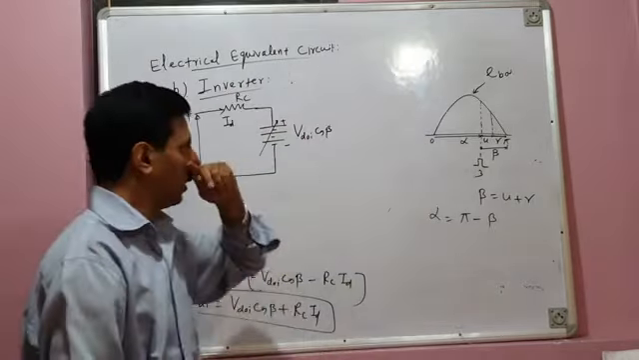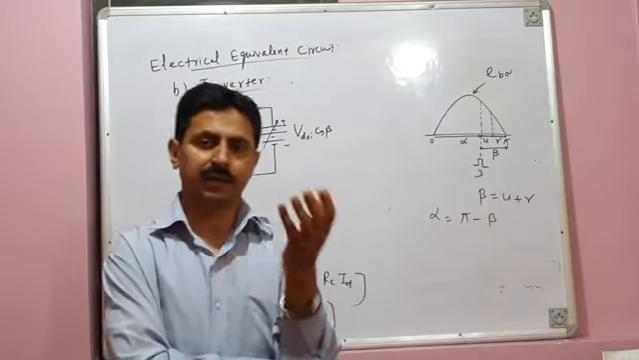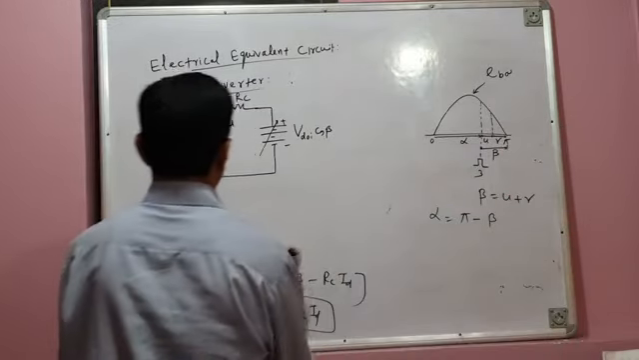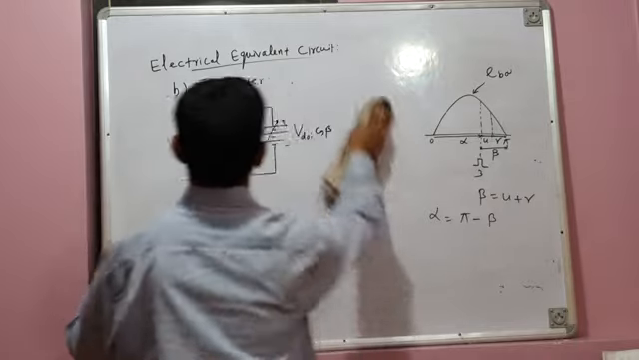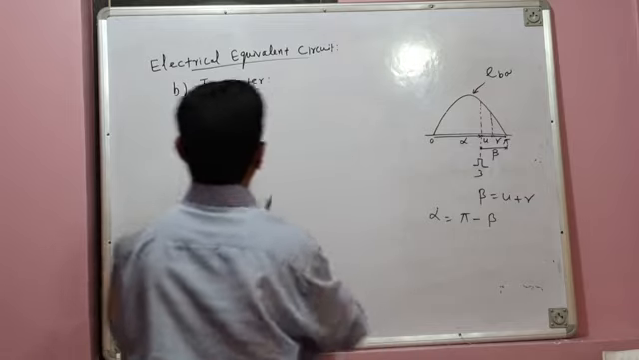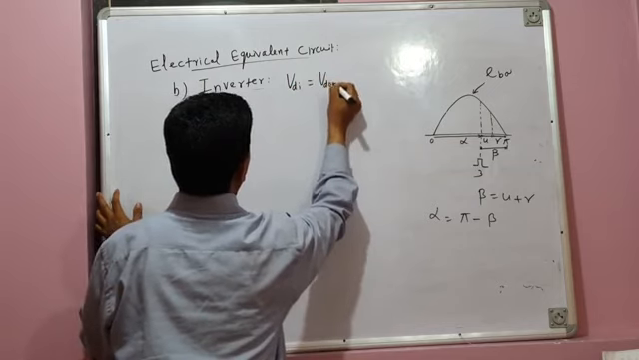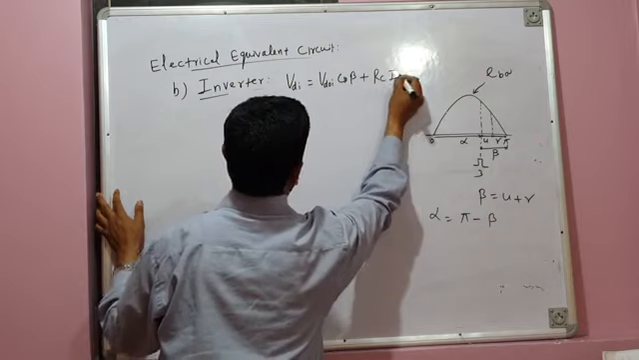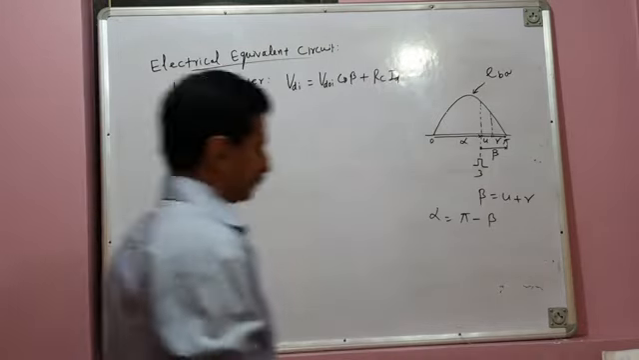In terms of beta, can we obtain the electrical equivalent circuit in terms of gamma, that is extinction angle? Yes, that is also possible. Let us try to find that. I will again write VDI is equal to VDOI cos beta plus RC ID.